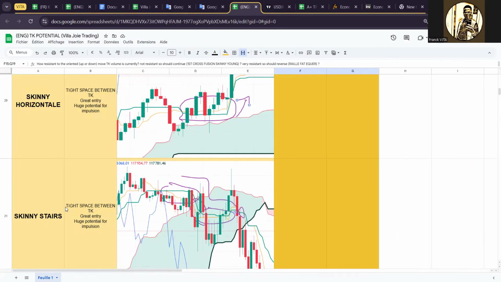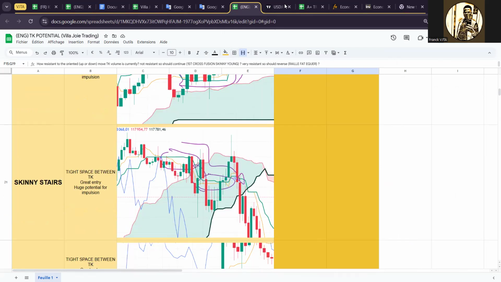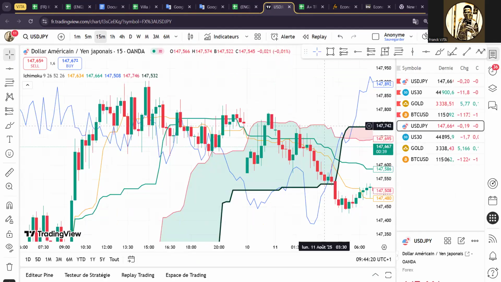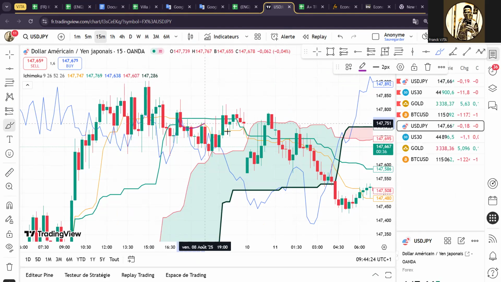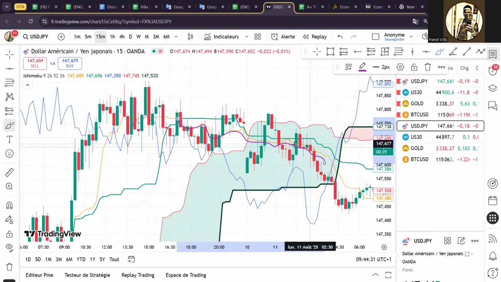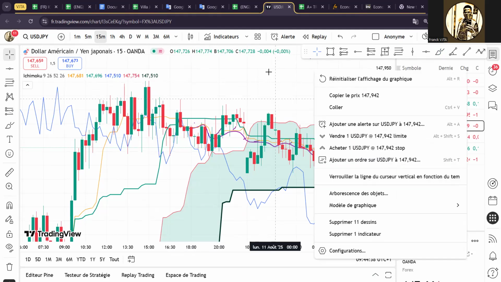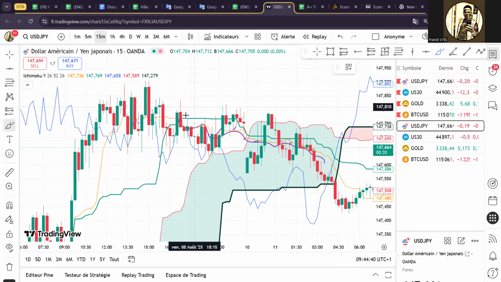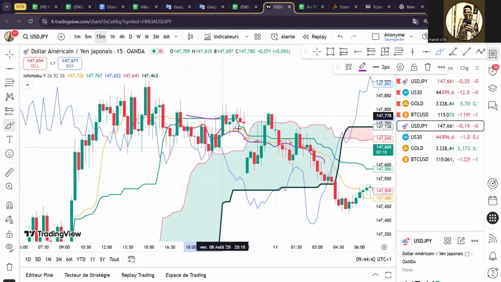You can have skinny stairs. What do I call skinny stairs? Tenkan is going down like a stair like this. You see some separation, so you can be placing your footstep, climbing the hill. And Kijun is doing the same thing, making some inclination to the downside at the same time.